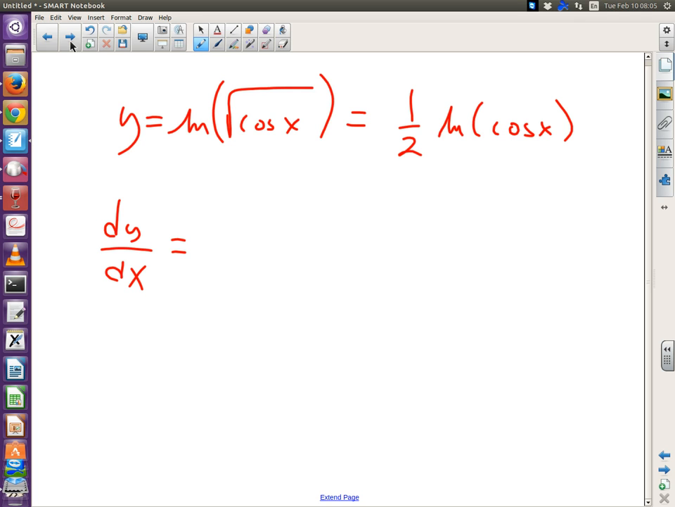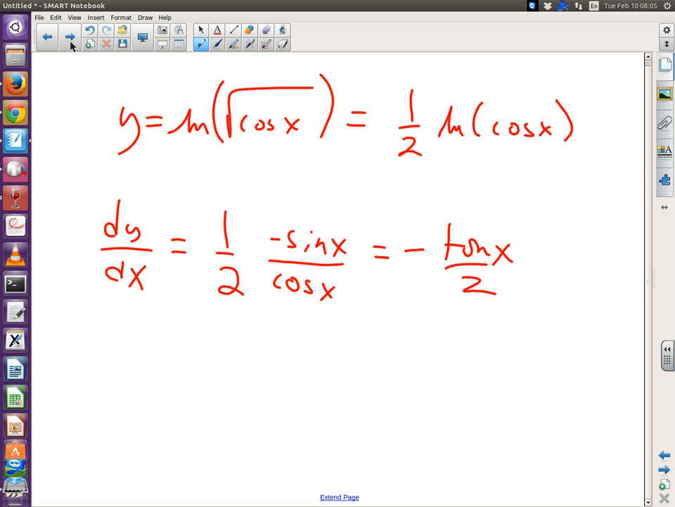Isn't the square root of anything something to the 1/2? Yeah. And isn't it easy to take the ln of something to the 1/2? Just bring the 1/2 out in front. Okay. So it's 1/2 the derivative of ln cosine, which is 1 over the cosine times negative the sine, which is negative tan x over 2 if you like, right? And so if you're integrating tan, guess what you get? Negative ln cosine.